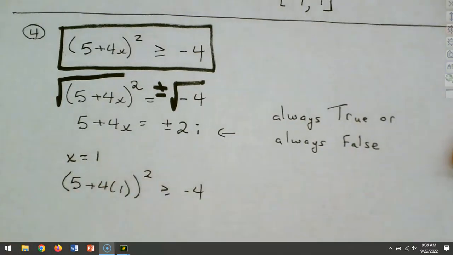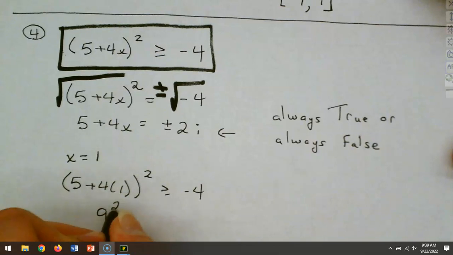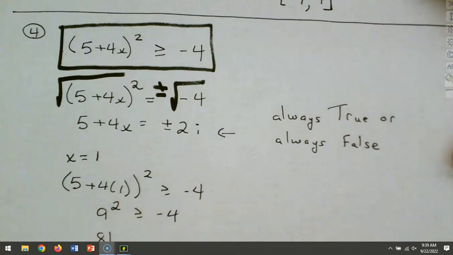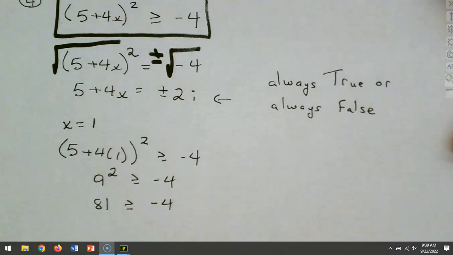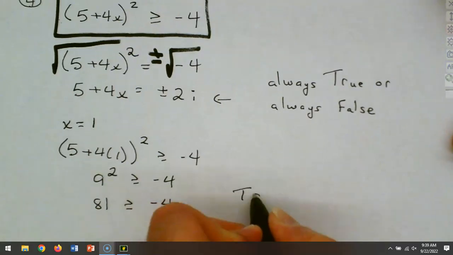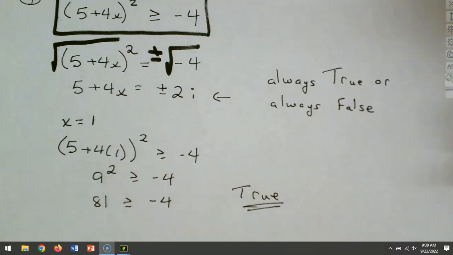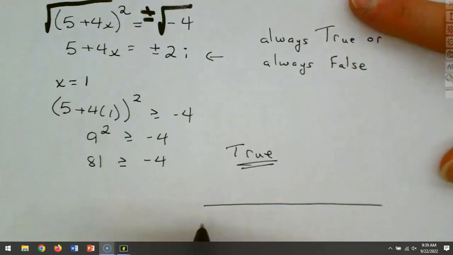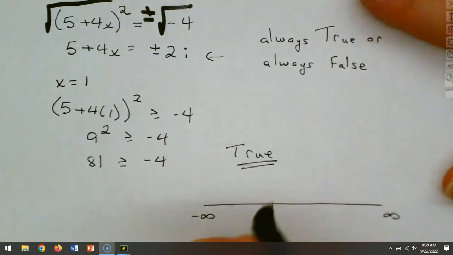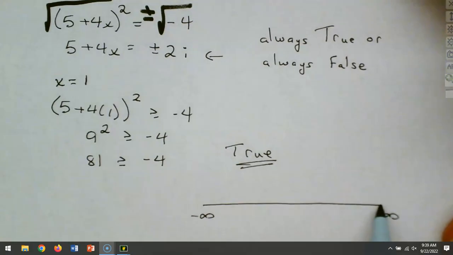And we're going to see what happens. Well, 4 times 1 is 4, plus 5 makes it a 9. And 9 squared is going to be what? 81. And is 81 greater than or equal to -4? Yes, it is. It's bigger than that. So that would make that true. It's true everywhere. So if we drew it on a number line, what would that look like? That would just look like your entire number line shaded.